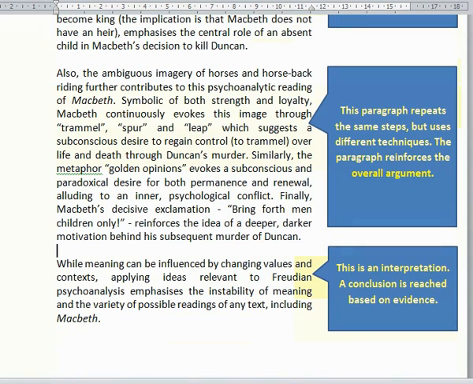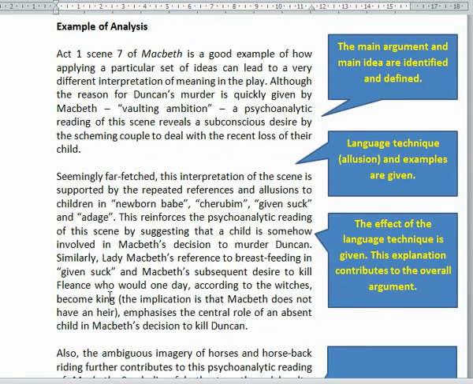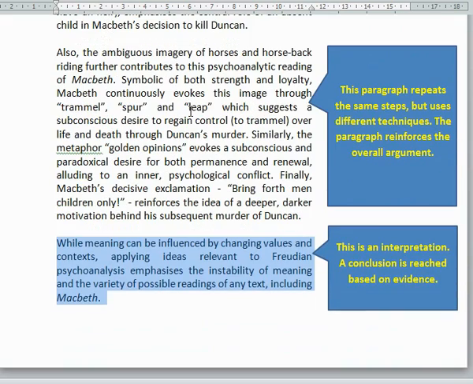So, to wrap things up, we need an interpretation, and this needs to link to the overall argument. And the argument here, remember, is that texts change meaning depending on which ideas you apply. And it needs to link to that. So the interpretation is not about Act 1, Scene 7, it's about the nature of meaning.